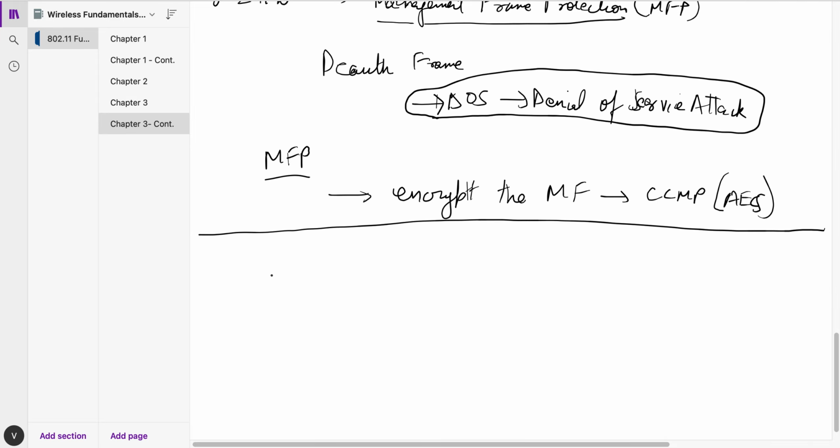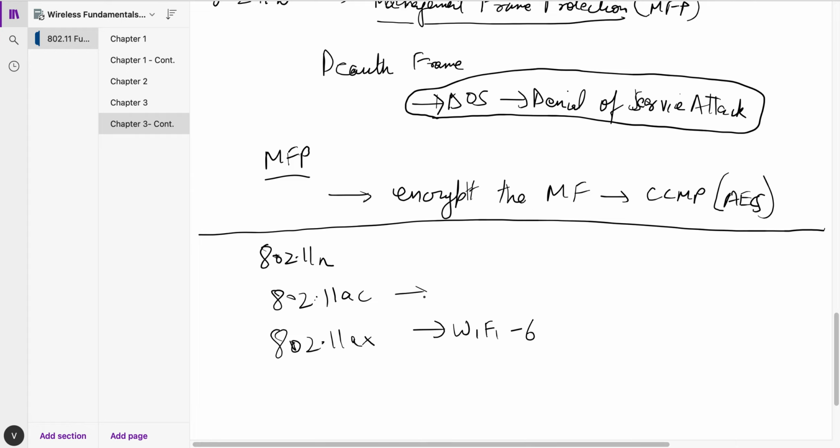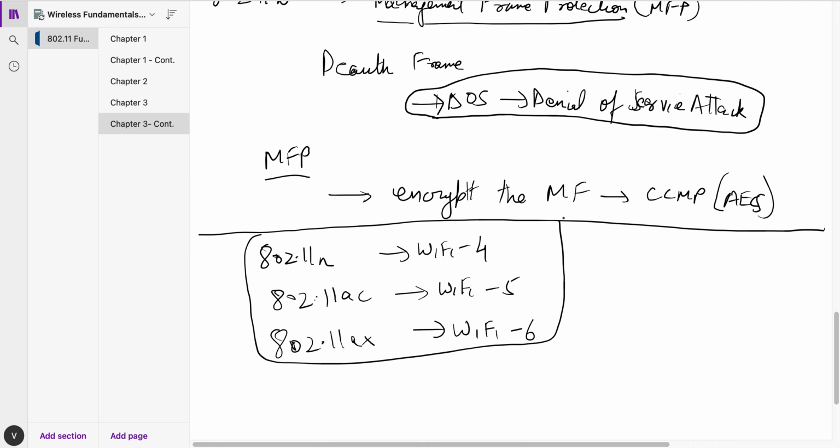Then there are more standards, of course. 802.11n, 802.11ac, 802.11ax, also known as Wi-Fi 6. You heard about this? This is called Wi-Fi 5. This is called Wi-Fi 4. I will create a dedicated video for all these standards because this requires us to talk about this in detail.